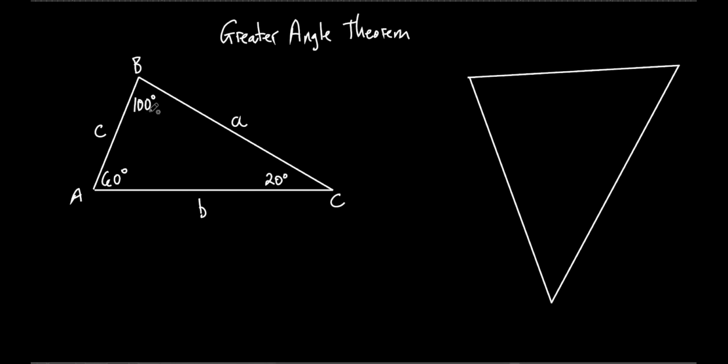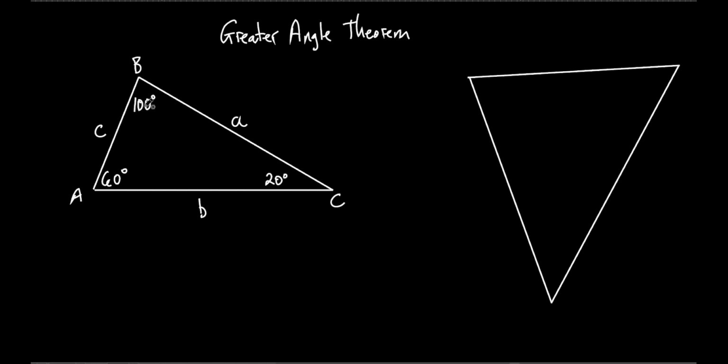So this says if angle B is the biggest angle, then what do you think might be true about side B? Compare side B to the other two sides. That has to be the what? The biggest side. You got it. The side that's opposite the biggest angle.